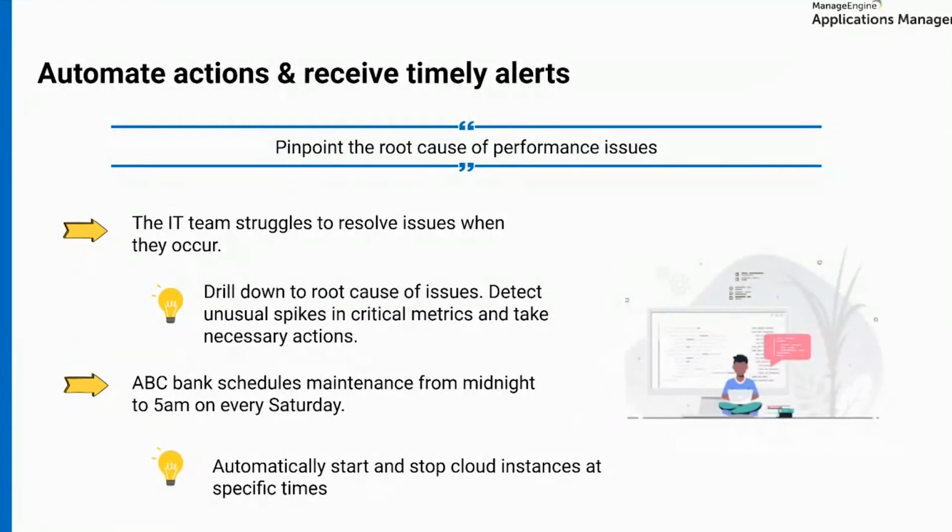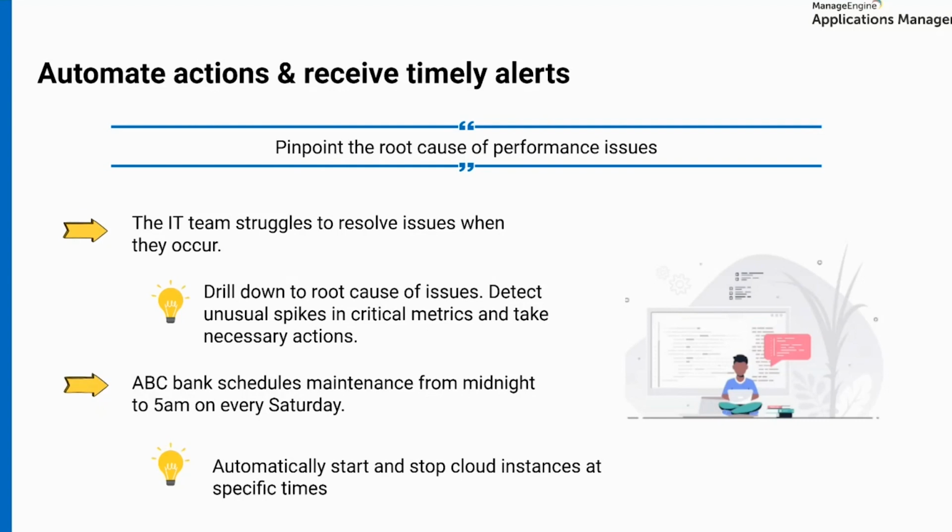The next thing is regarding automated actions and receiving timely alerts. You can configure the email action or SMS action manually, so that if a particular service is going down or a particular virtual machine is going down, you'll get an alert from Applications Manager. So that is manual work.